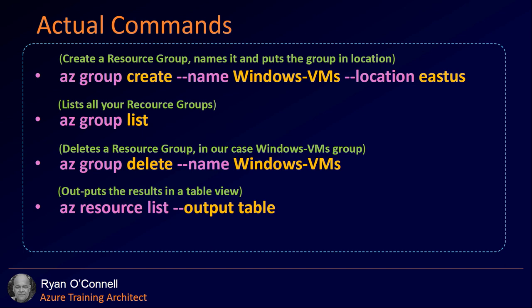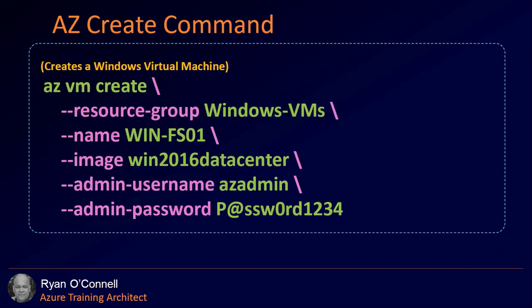Again, you can do your outputs into many views, such as table, JSON, and etc. If you wanted to view these outputs, you would type AZ resource list and then --output table, and that would give you your table view.